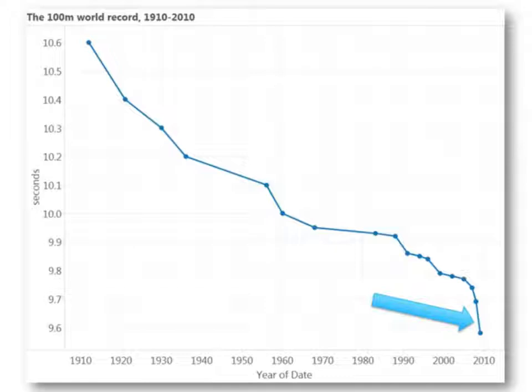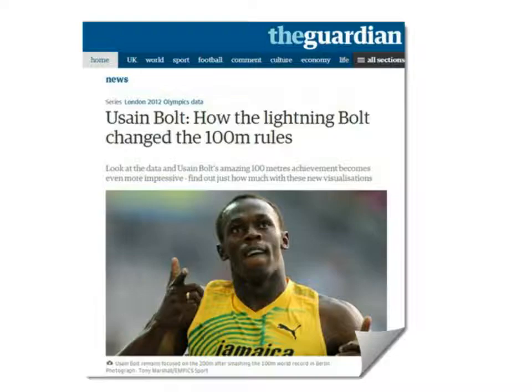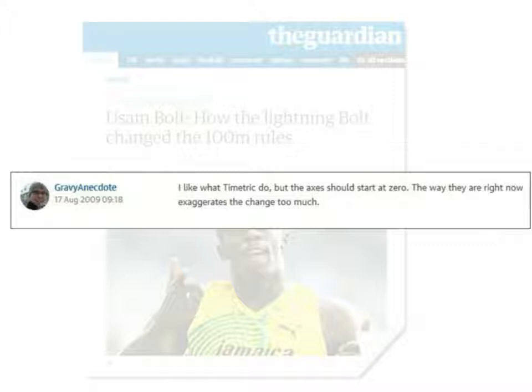In all of the entirety of future human endeavor, I cannot predict how fast human beings will run the 100 meters, but I can predict it won't be 0 seconds. Maybe it'll be 9.5, maybe it'll be 9.0, maybe it'll be lower, but it won't be 0. So there are certain measures where 0 just makes no sense as a value. And one of the reasons I like this example is because when you look at that article on The Guardian and you look at the comments, there's a comment below saying, I like what Symmetric do, who drew the chart where the axes didn't start at 0. But the axes should start at 0. The way they are right now exaggerates the change too much.